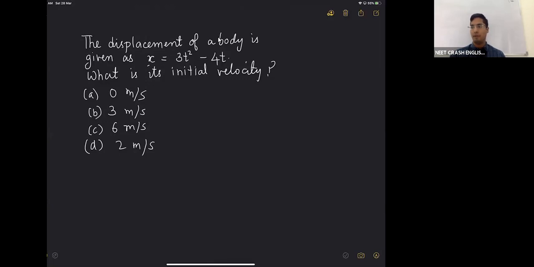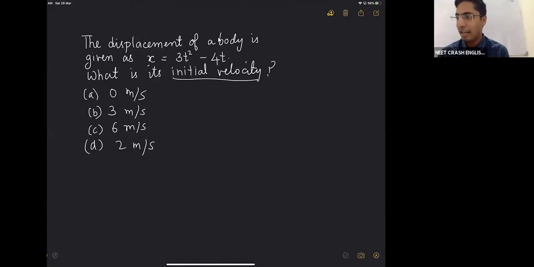Now you have to think about what you mean by initial velocity. I can see some D's, some zeros. People are either answering 0 or D, so A or D. That seems to be the conflict here. People who are answering without thinking, you'll understand what mistake you're making.